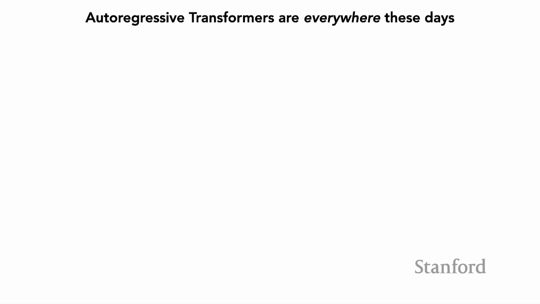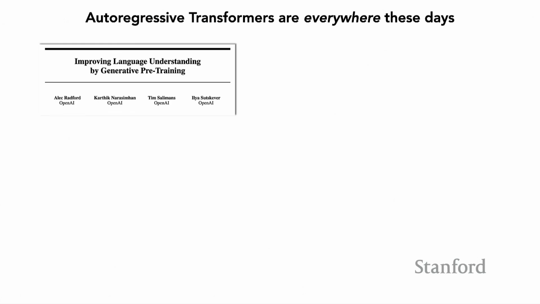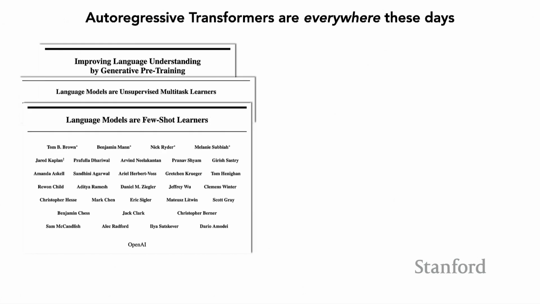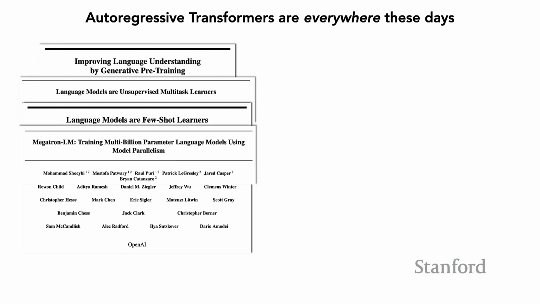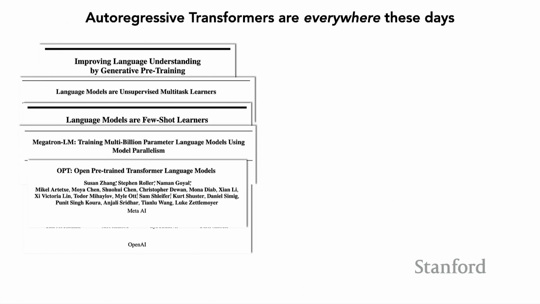And so just to hammer this home, autoregressive transformers are all over the place these days. So you have the whole GPT family, but you also have Megatron, which is a model from NVIDIA. You have OPT, which is sort of an open reproduction of GPT from some researchers at Meta.